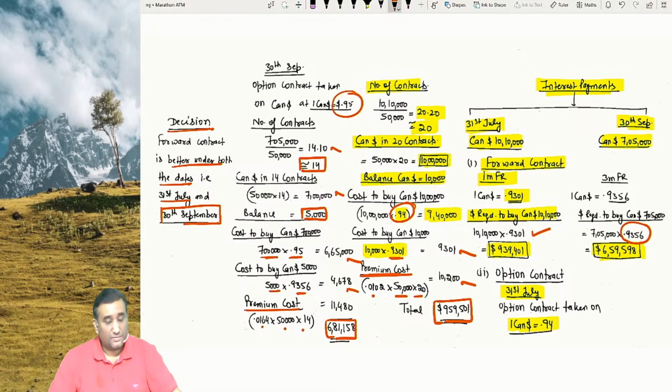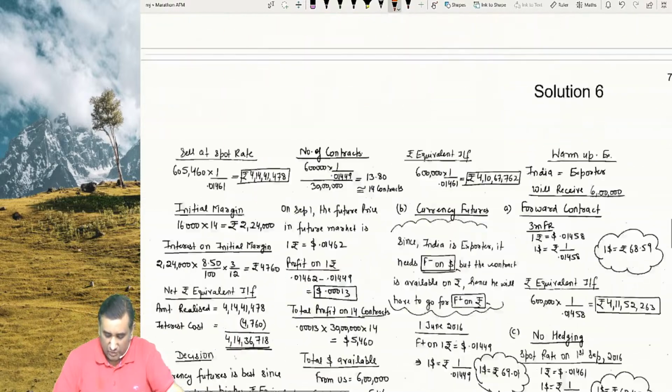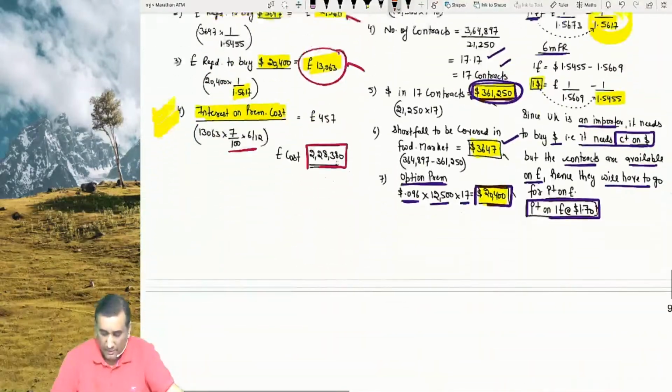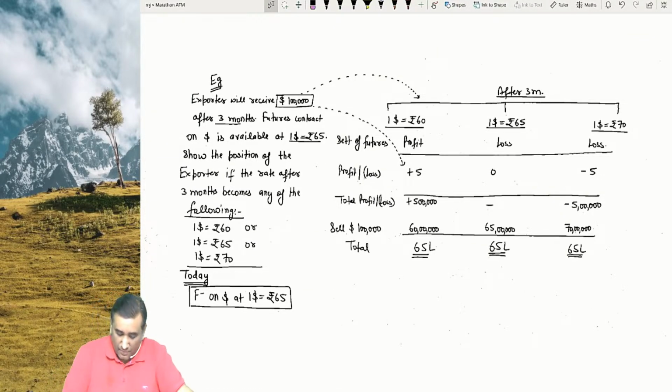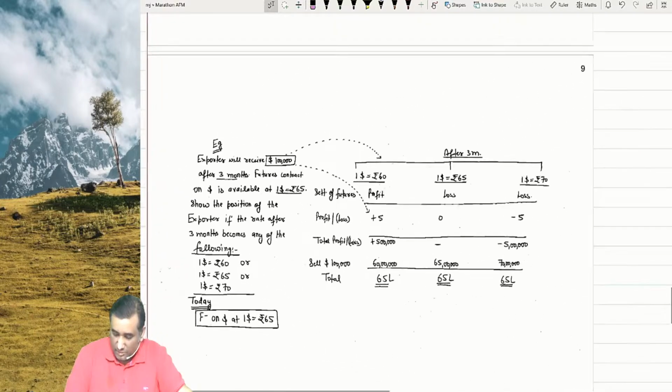Now moving into the futures, I've taken working for the future, and whether you do F plus, F minus, that it would get this part. Slide number 9.